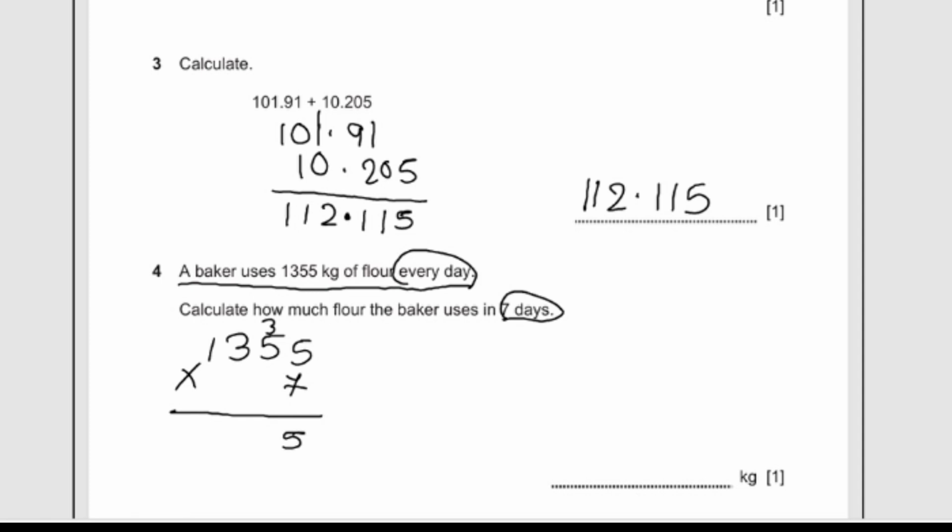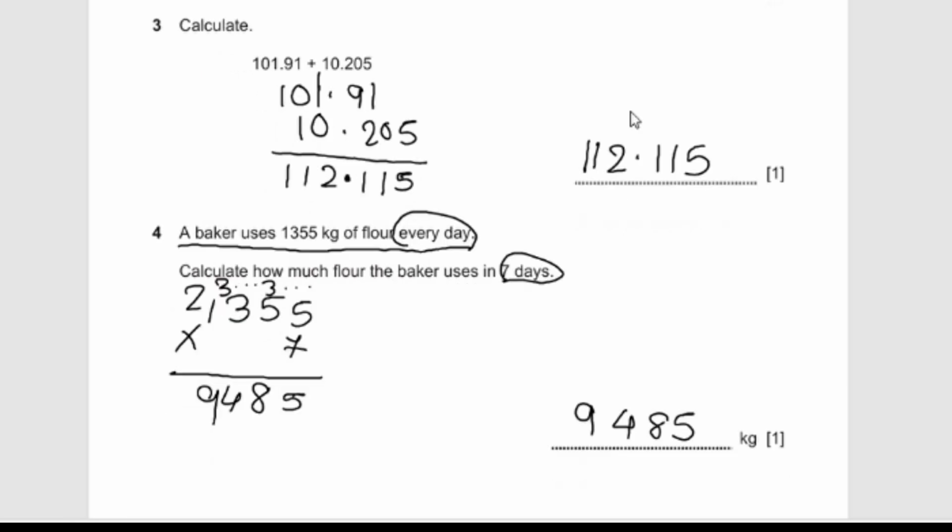So 7 times 5 is 35, write 5, 3 carry over. Again 7 times 5 is 35 plus 3 is 38. 7 times 3 is 21 plus 3 is 24. 7 times 1 is 7 plus 2 is 9. So the answer is 9485 kg of flour. Let's move on to the next question.